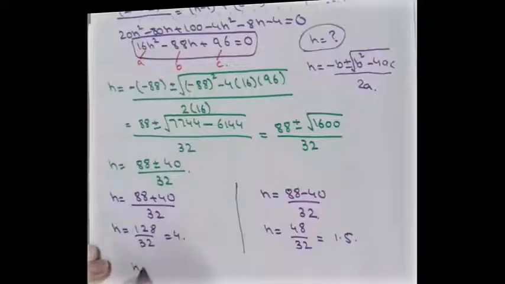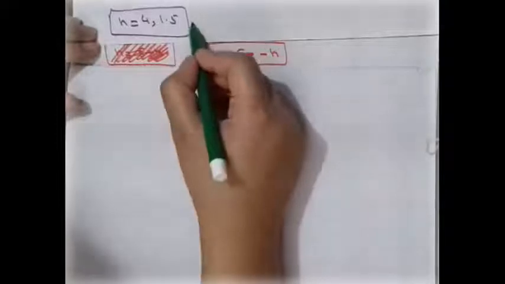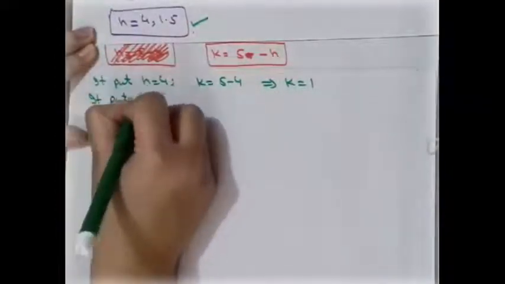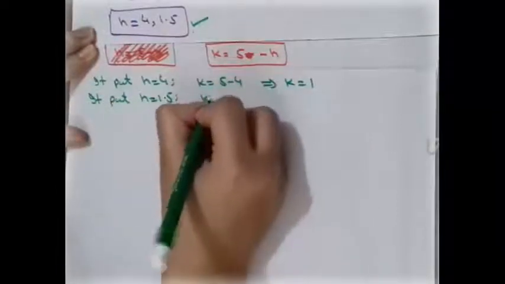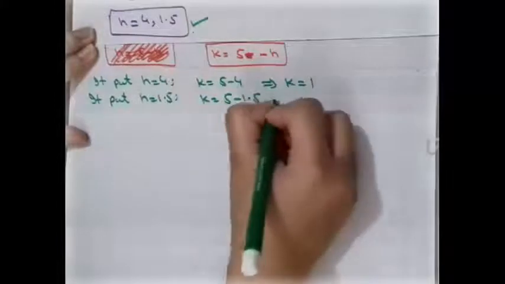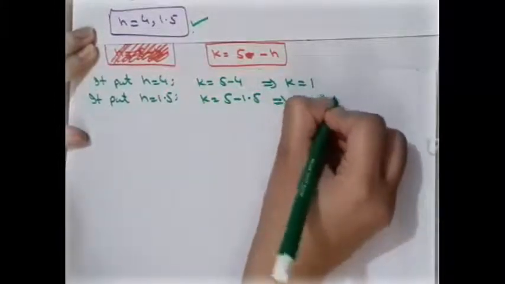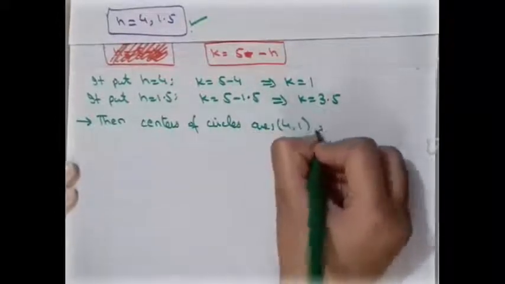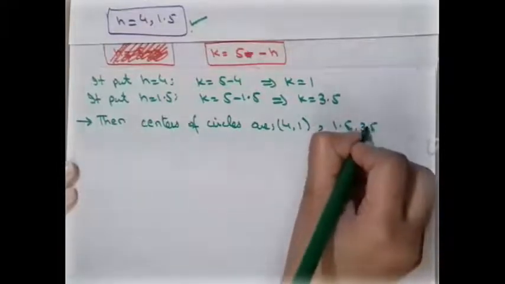So we have to find the value of h. We have two values of h, which means we have two circles in this case. We have to conclude these two values of h. If we put h equals 4, then k will be 5 minus 4, which equals 1. And if we put h equals 1.5, then k equals 5 minus 1.5, then k will be 3.5. The centers of the circles are 4, 1 and 1.5, 3.5.